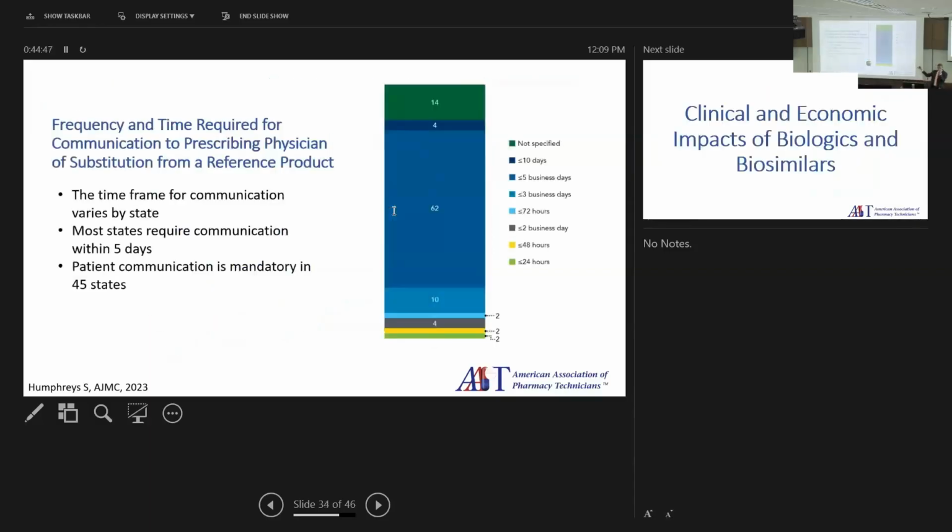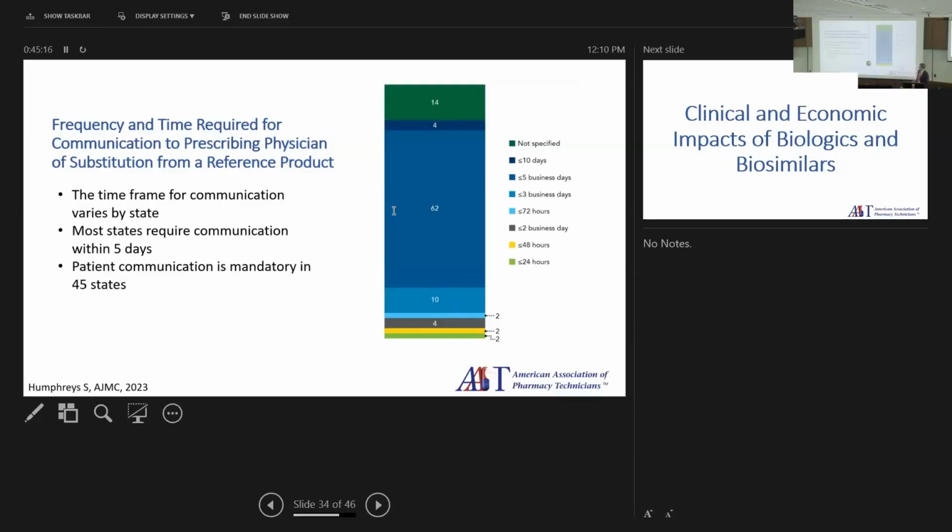And then I mentioned that the frequency and time to notifying the physician varies by state. And so most states require, see the 62% require notification, notifying the provider within 5 business days that you have made this switch. I believe Colorado is one of the 5 states that is within 3 business days.